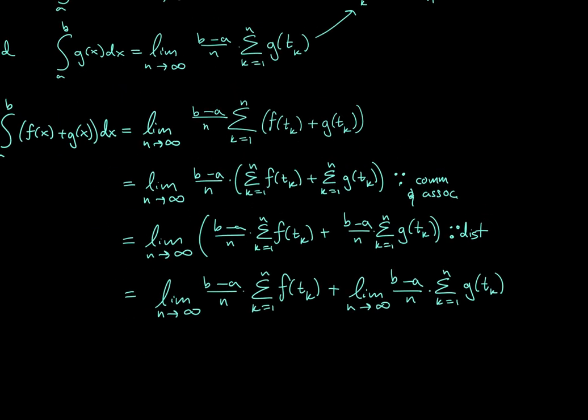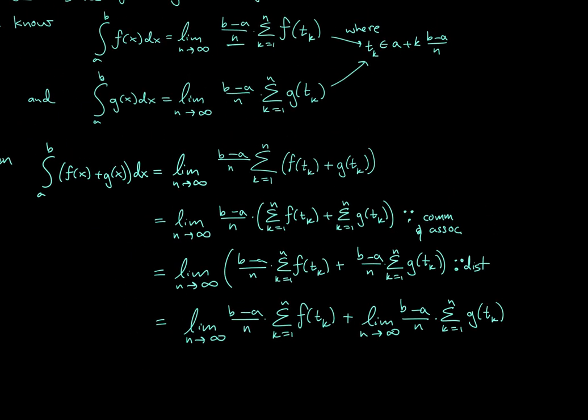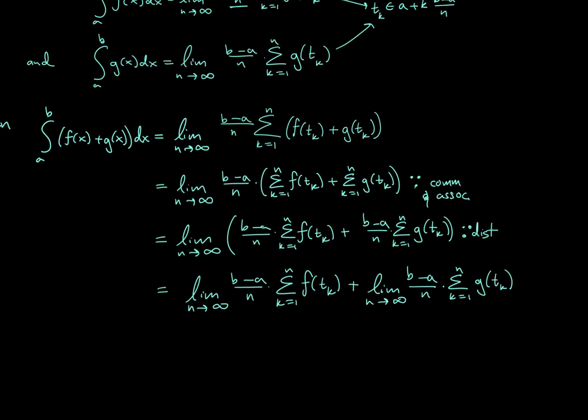And of course, by definition, look at what we have. This object right here is the same as this object, which is by definition this thing. This object right here is the same as this object, and that's by definition this thing. And that is what we wanted to prove. This is equal to the integral from a to b of f of x dx plus the integral from a to b of g of x dx.